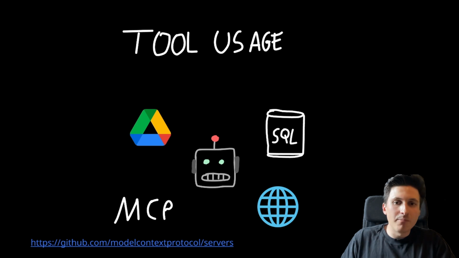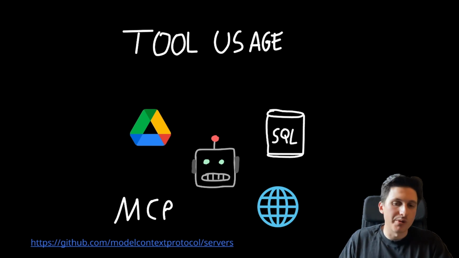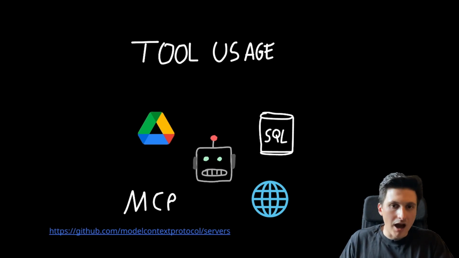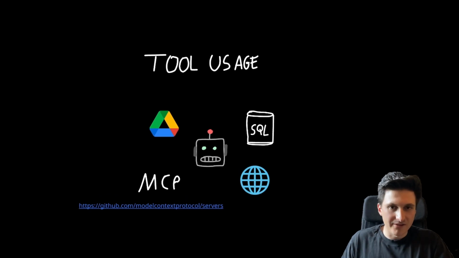So we need a mechanic for making an assistant call another API. And this is called tool usage and is necessary to create a real agent. I'm probably going to make a video about this very soon, so stay tuned for that.